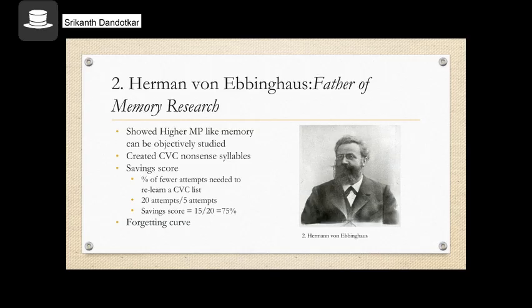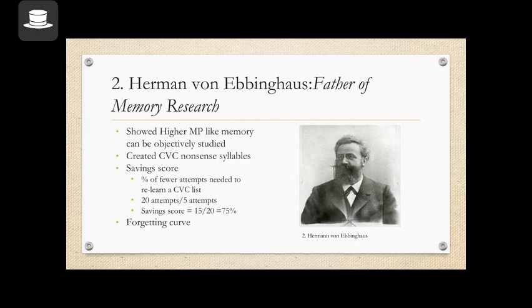The beauty of his experiments was that he was the researcher, of course, and he was also the participant. To remove the confound of him knowing the material he was creating, he created nonsense syllables, three-letter trigrams. The first letter is a consonant, the second a vowel, and the third a consonant, and the combination doesn't make any sense. That's why they are nonsense syllables.